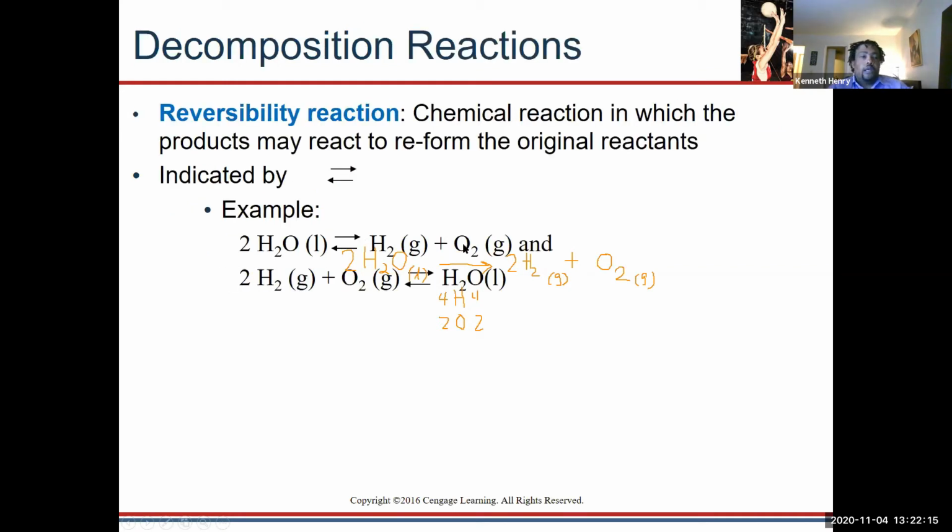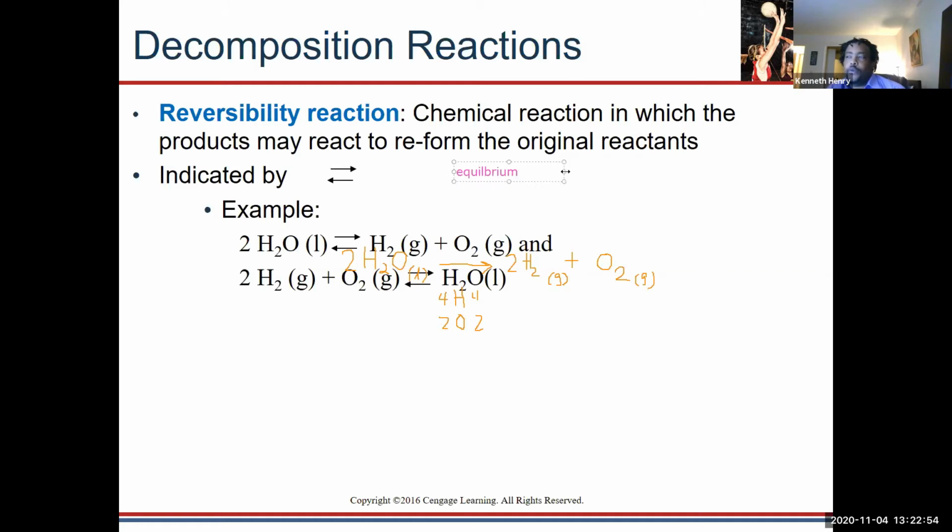Certain decomposition reactions can be reversible. The way that we indicate that things are reversible is by putting arrows in both directions. This can also mean equilibrium, meaning that both moieties exist. Your products and your reactants exist, and they find a point where they exist all together. That is equilibrium.